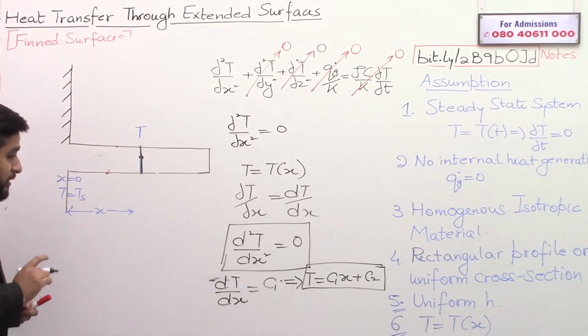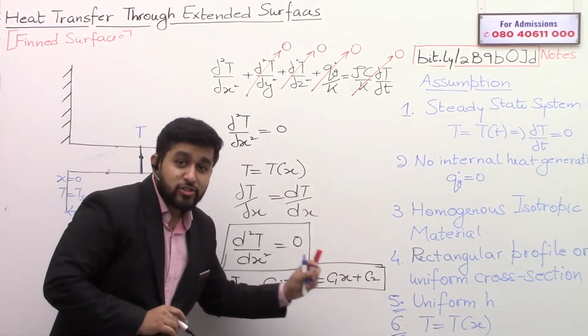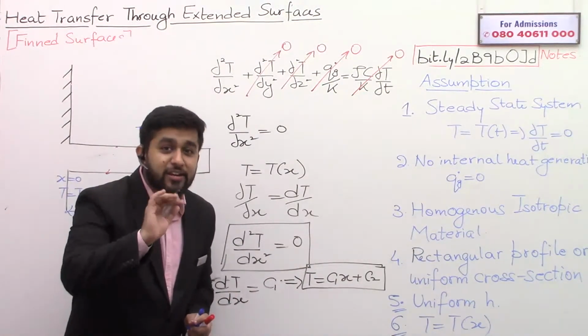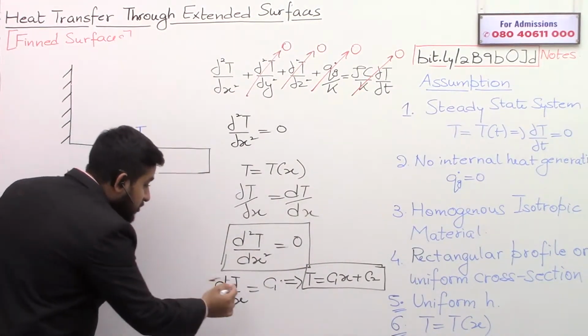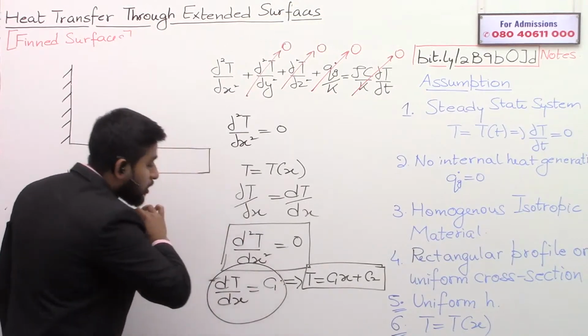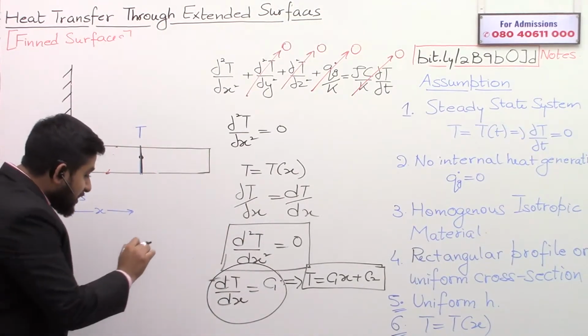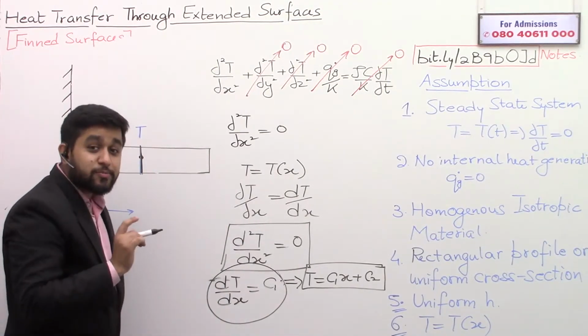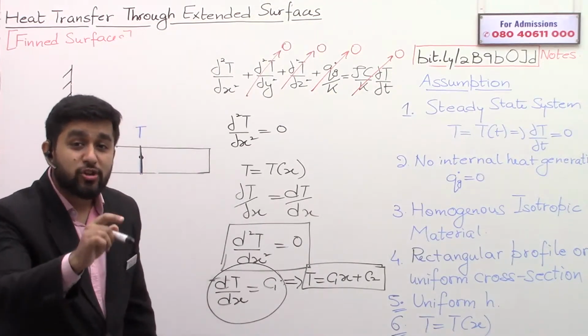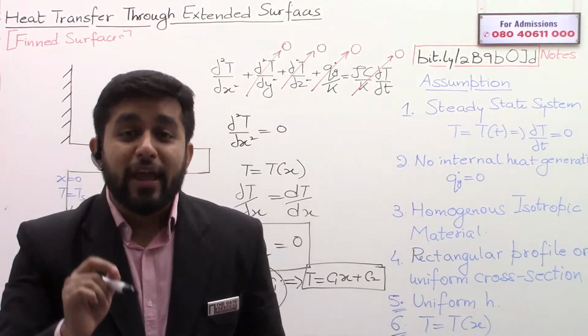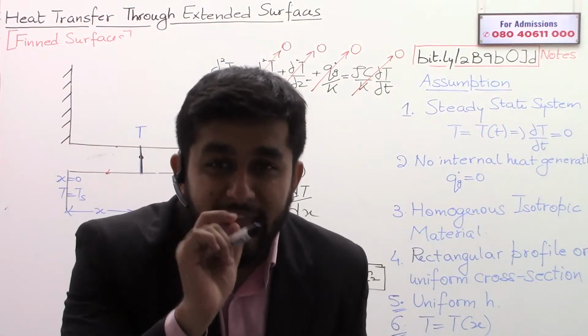Okay. So T is a linear function of x. T is a linear function of x. So when I talk of dT/dx, that is a constant. So dT/dx is a constant. This means it is not a function of x. dT/dx does not depend upon x.